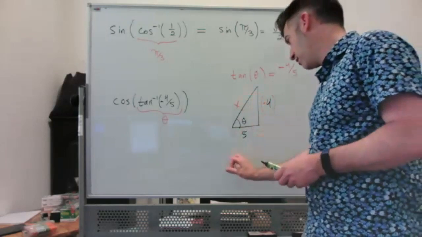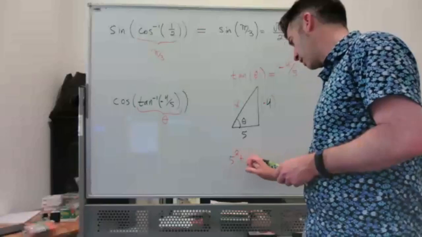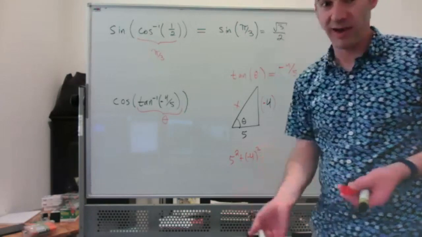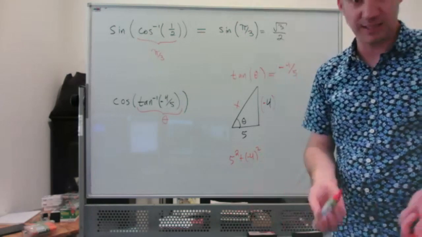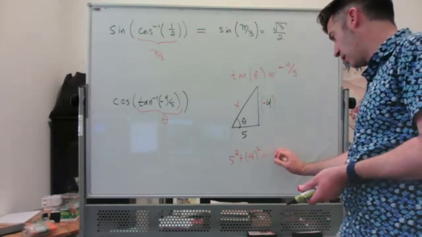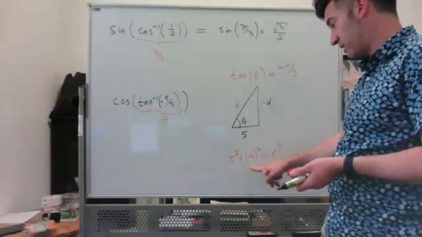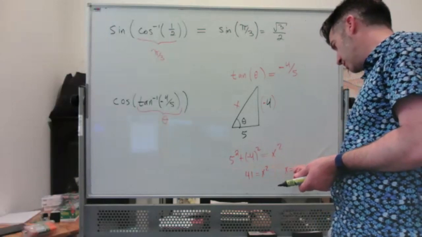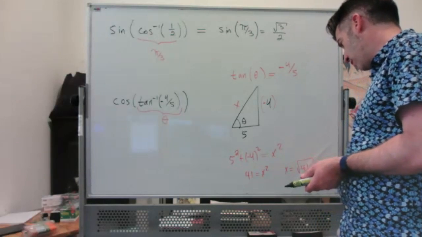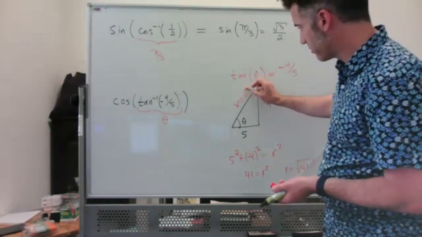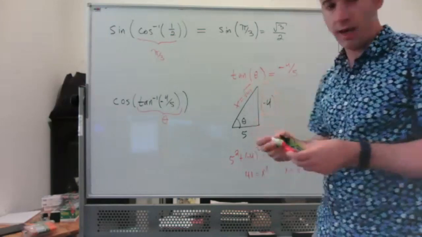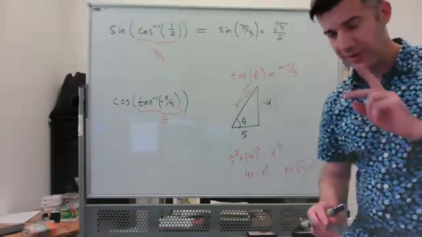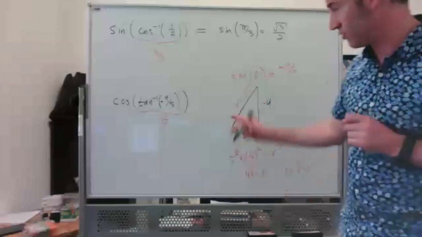So I know that 5 squared plus 4 squared, or -4 squared, either way, 4 squared or -4 squared is going to be 16. That's going to equal x squared. 25 plus 16 is 41. So x is the square root of 41. So now all we have to do is look at this triangle to figure out, well, that's not quite all. Almost all we have to do is look at this triangle.